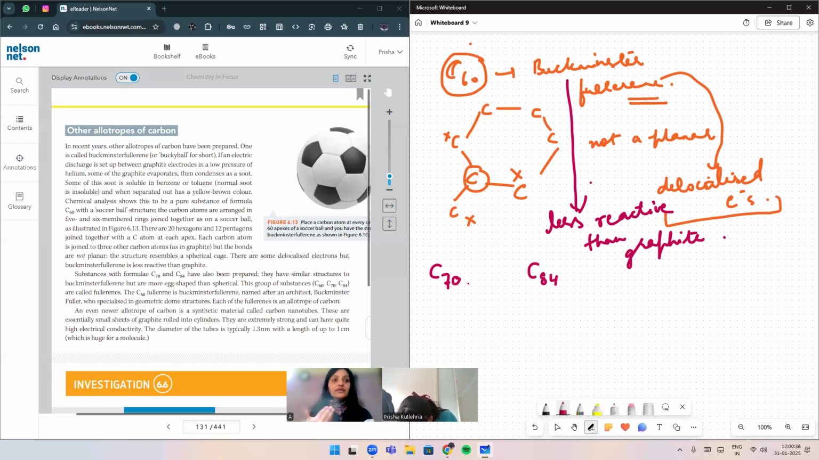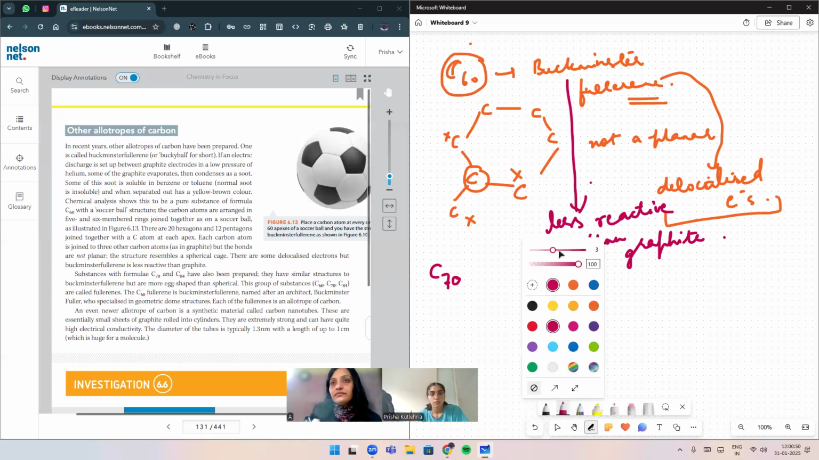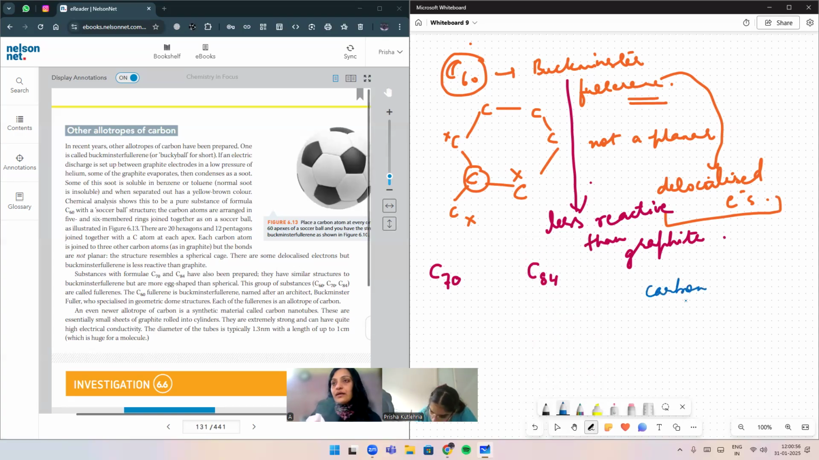Okay, so another new allotrope of carbon is made artificially. It's a synthetic material which is called carbon nanotubes. This is a new thing in the market, which is carbon nanotube. This is another allotrope of carbon. A lot of studies are being done on this. What are they actually? We take very small, very thin sheets of graphite and make cylinders. Like we roll them into cylinders.